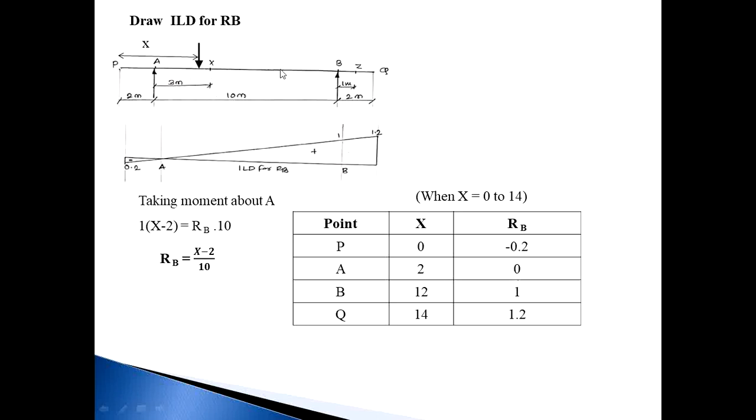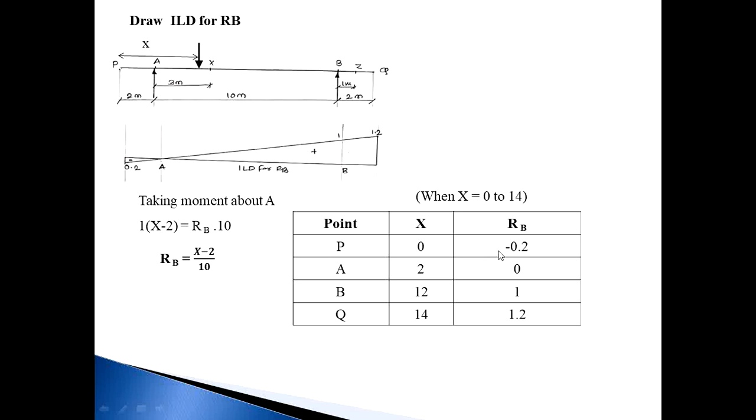Then the load moves up to point B. Now the x value is 2 plus 10, that is 12. So 12 minus 2 is equal to 10, and 10 by 10 becomes 1. Then the load moves up to point Q. Now PQ is 2 plus 10 plus 2, that is 14. Put this x equal to 14 in this equation: 14 minus 2, that is 12, and 12 divided by 10 is 1.2.